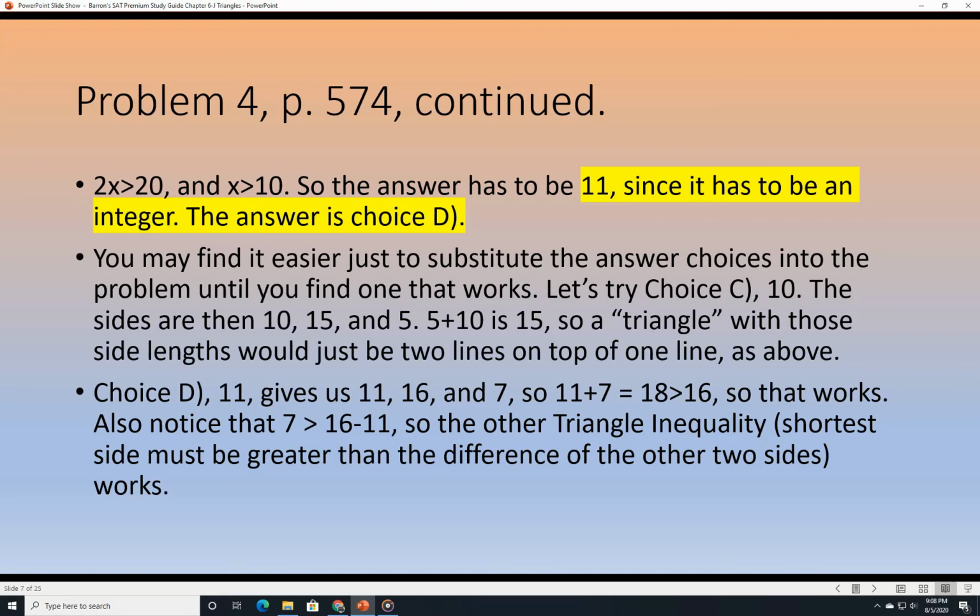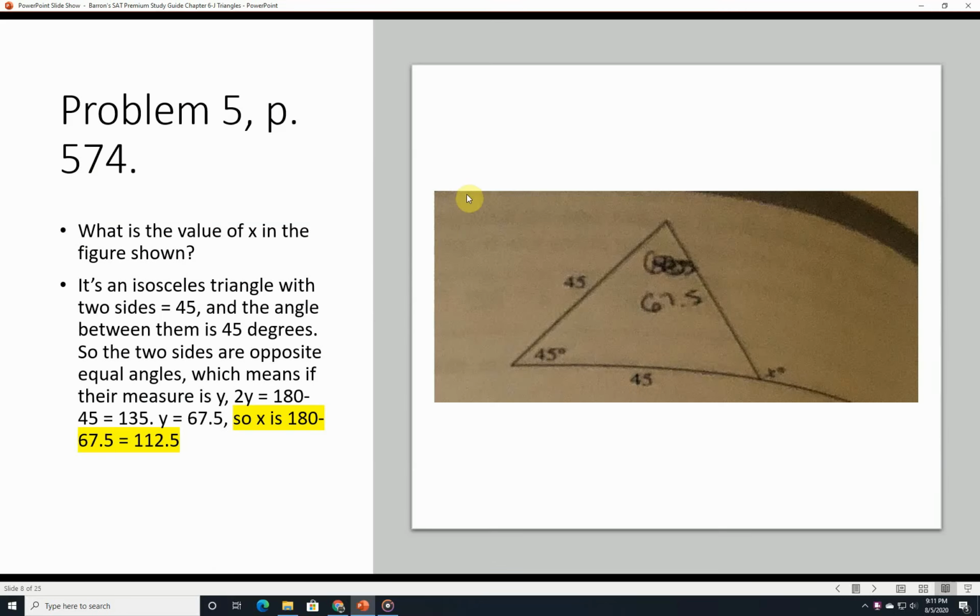So, choice D, 11, gives us 11, 16, and 7, so 11 plus 7 is 18, which is greater than 16, so that works. Also notice that 7 is greater than 16 minus 11, so the other triangle inequality, that the shortest side must be greater than the difference of the two other sides, also works.